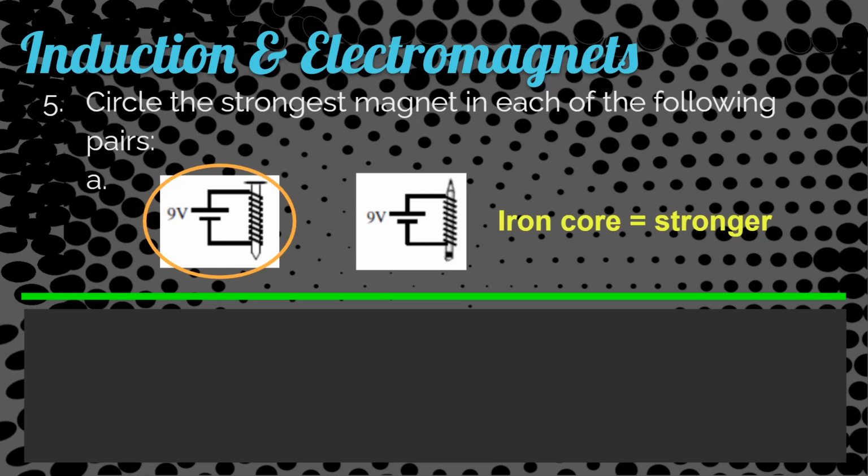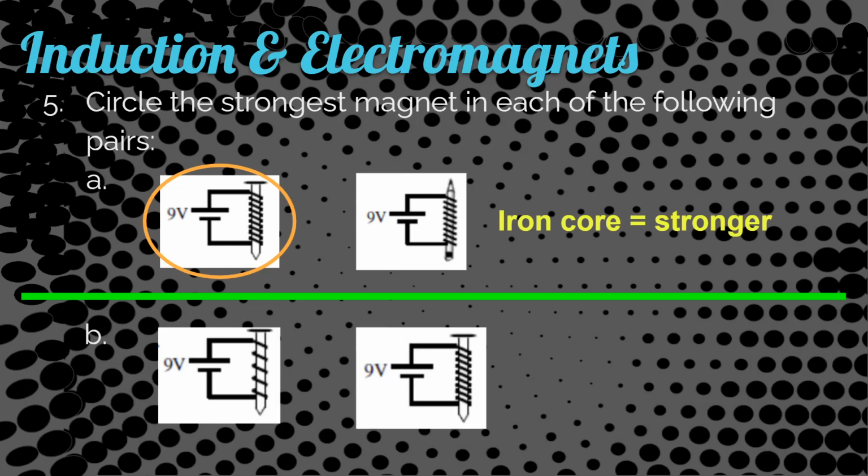Okay, similarly, we could look at these two. Now I still have 9-volt batteries. These are both wrapped around nails, but my number of coils is different. Again, more coils will be stronger, so the stronger one on the bottom is the one on the right because there are more coils in that wire. So be able to answer questions like this about electromagnets.